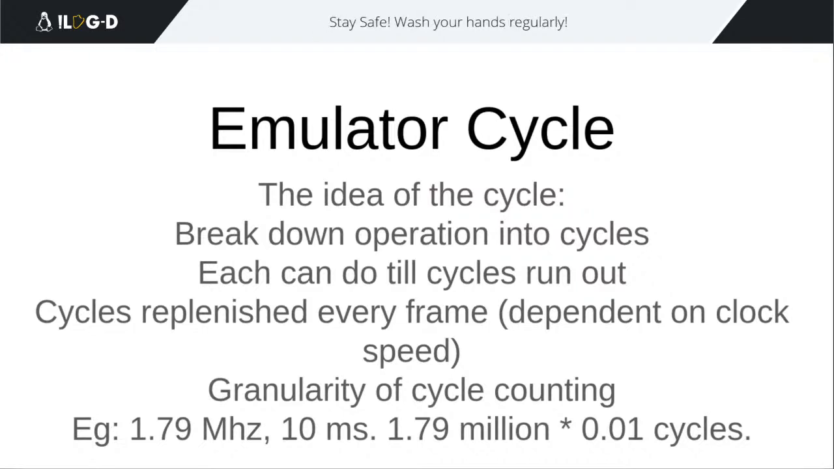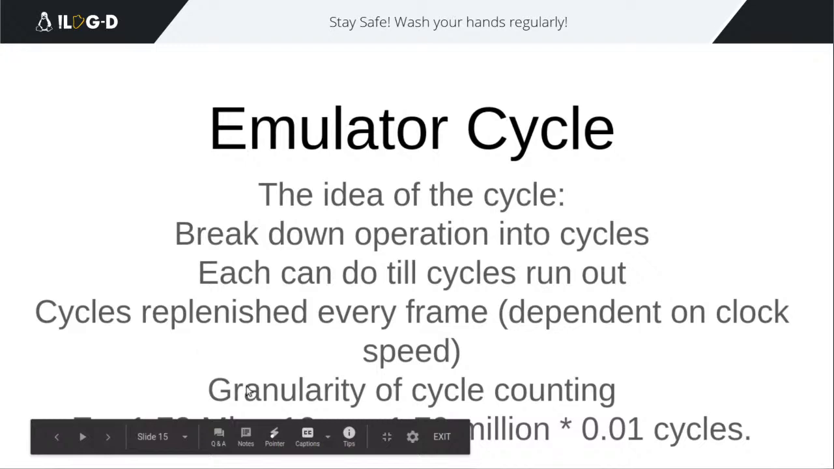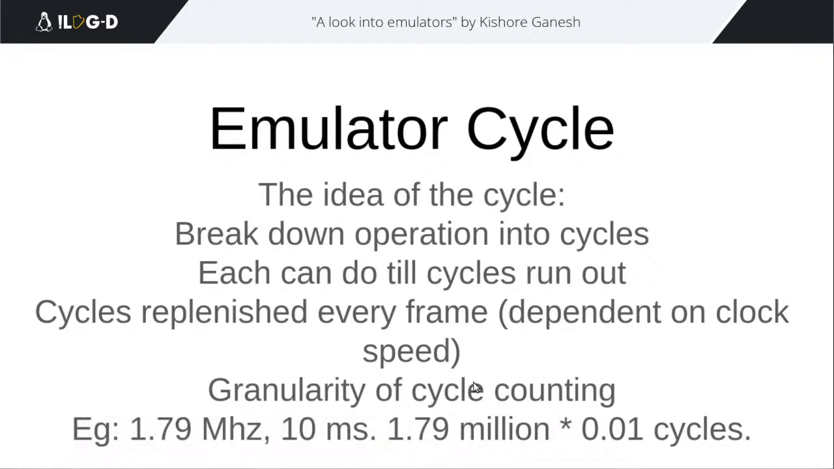What you do is that each component operation is broken down into cycles, and it is given a certain number of cycles, and the component runs for that many cycles, right? It is in the granularity of the cycle counting that the slowness of the emulator comes in. It depends on what you take as a cycle. You can actually count a cycle for every line of the code, this is taking one cycle, this is taking one cycle, but that will become a little bit too slow, right? So you want to strike a balance between accuracy and running the code.